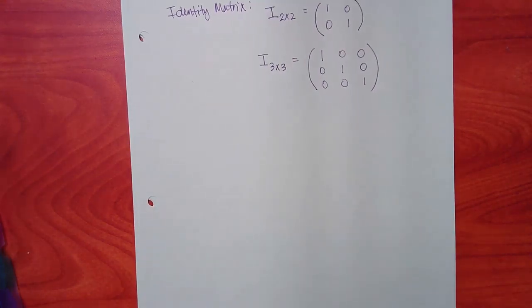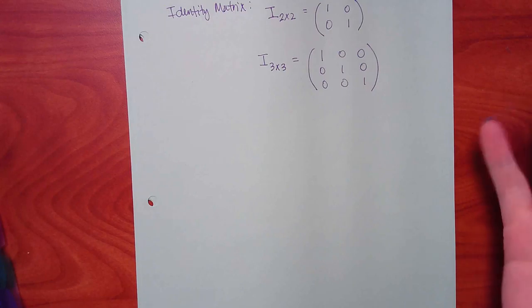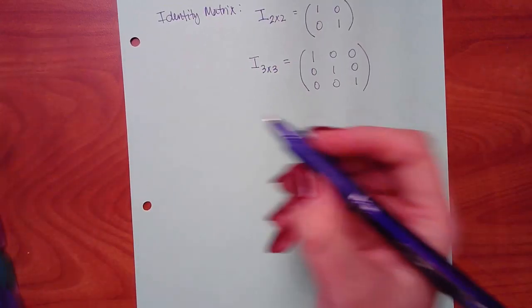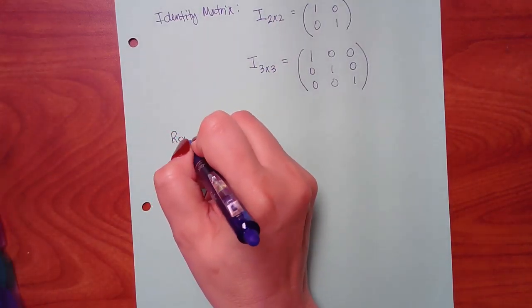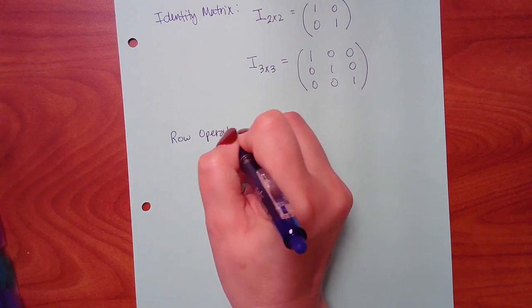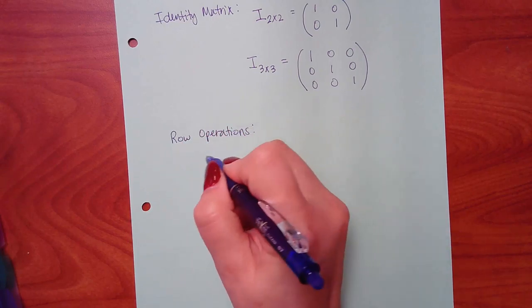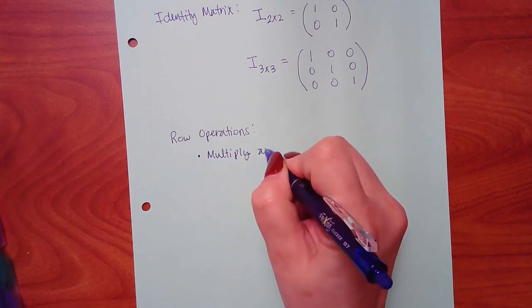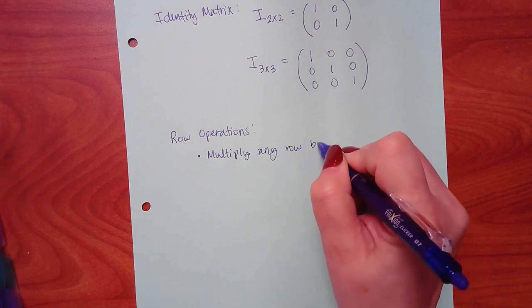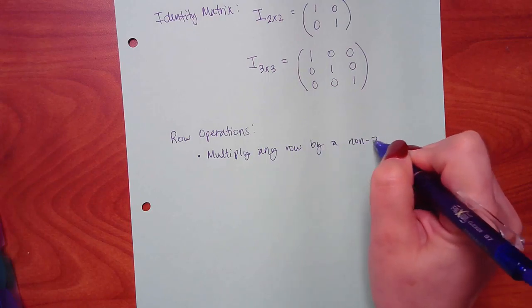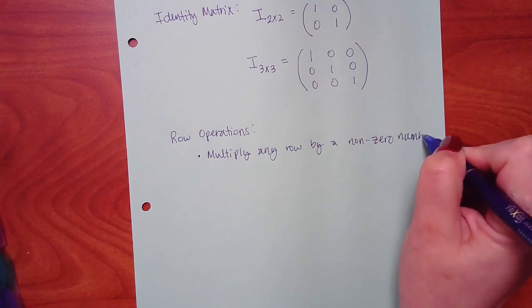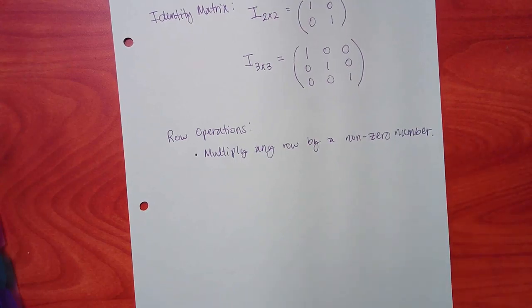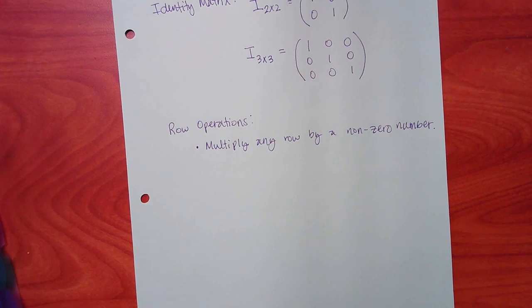Okay, so we need to know how do we change things to ones and zeros, right? So we have what are called row operations. We are allowed to multiply any row by a non-zero number. You just can't multiply by 0 because then it zeros out the whole entire equation, which you don't want to do, okay? You don't want to make your variables go away. You want to solve for them, right?